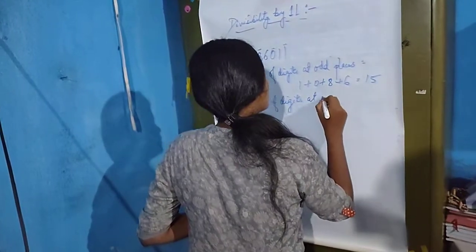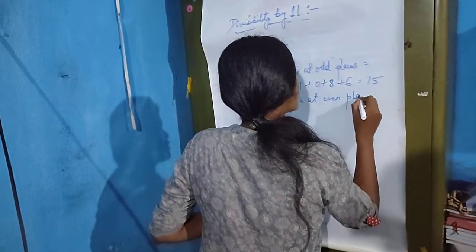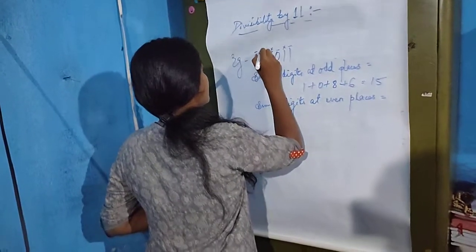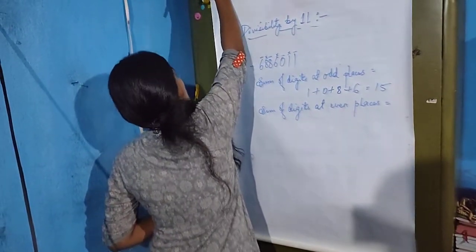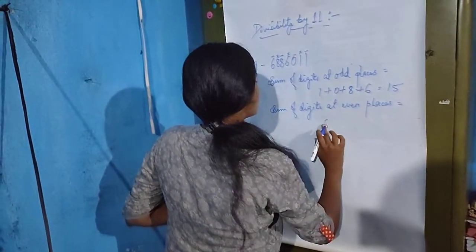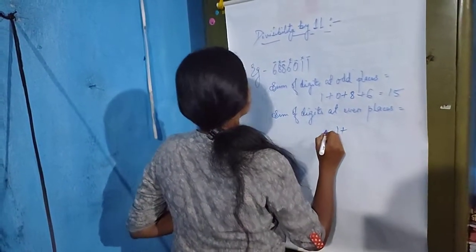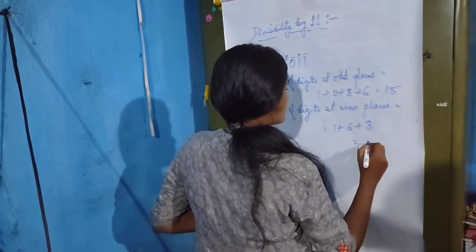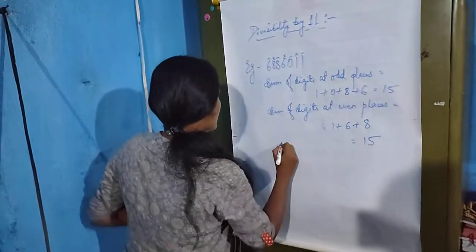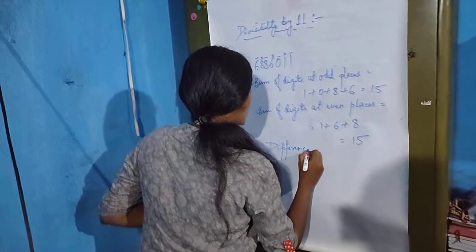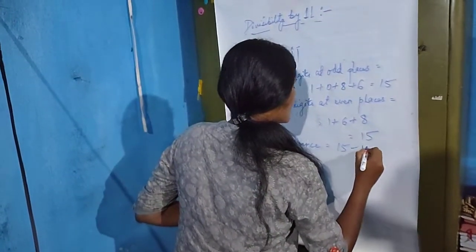Now find the sum of digits at even places. Even places you will start with the tens digit: this one, this one, this one. So what will be the number? You can tell, see here, 1 plus 6 plus 8. So this is also 15. Now you have to find the difference. The difference is 15 minus 15, that is 0.